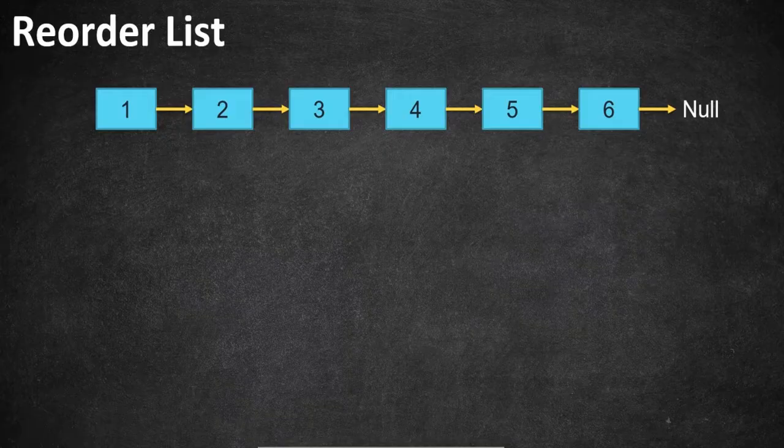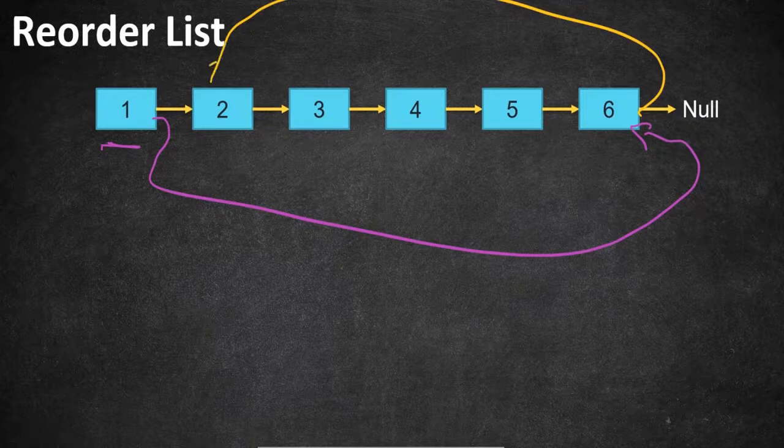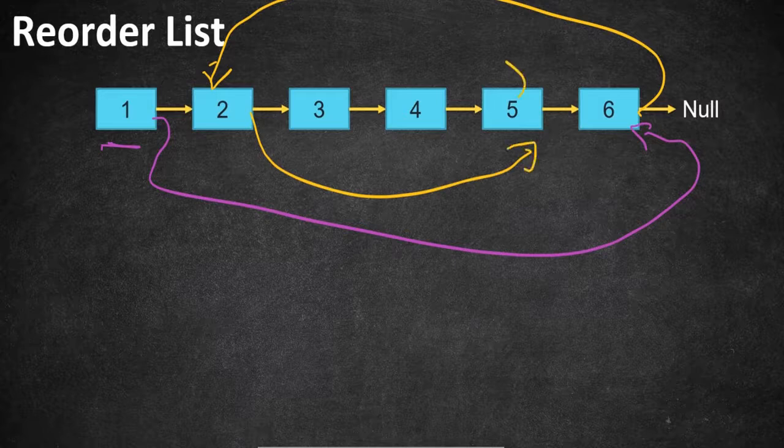Let's see. Here's the given example in the problem statement. As I said, the first node is not going to change its position. After this, we have to connect the first node's next with the last node's, and the last node's next is going to connect to the second node, and so on. This is going to connect with this, and this is going to connect with this, and this keeps going on until we finish all the nodes present in the linked list.